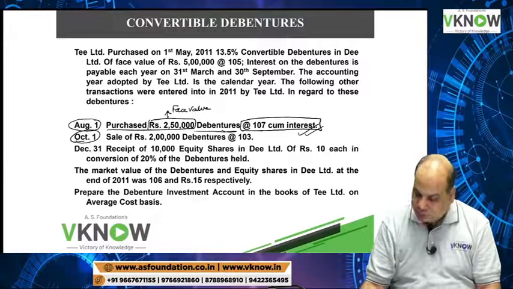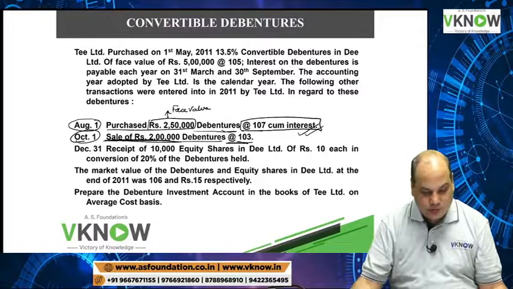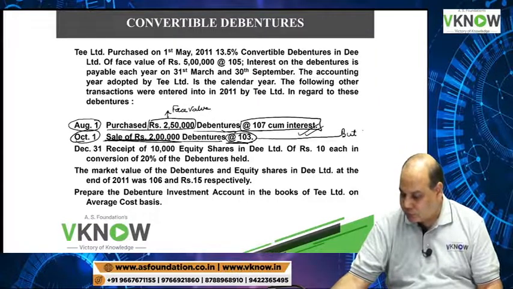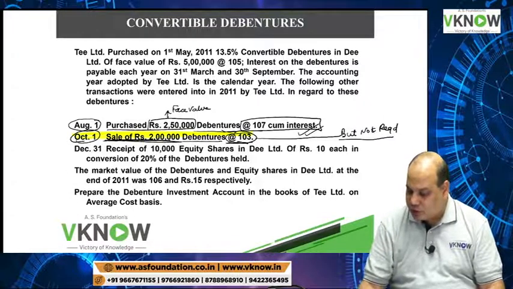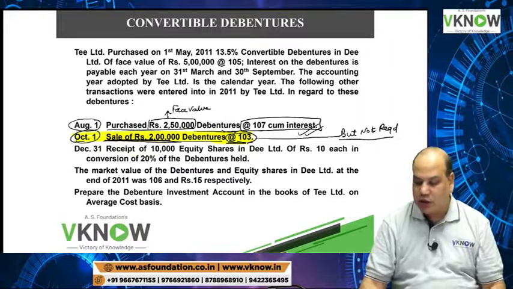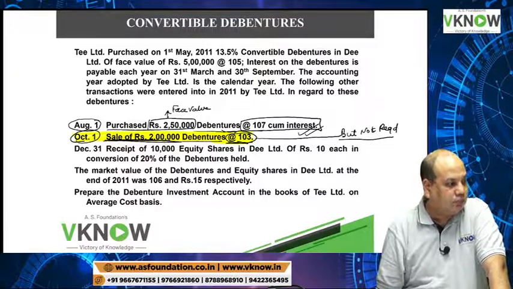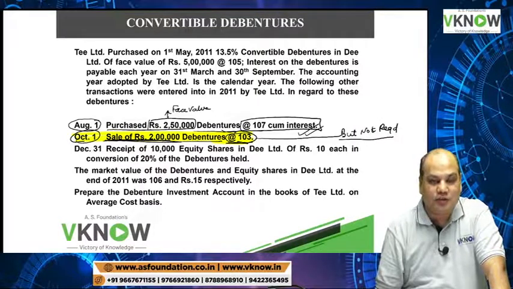October 1st, sale of rupees 2 lakh debenture at 103. This time also they forgot to mention, but it is not required. Ex interest or cum interest is not required. Please guess, I will give you a chance to guess why I am saying ex interest or cum interest information is not required on 1st October. Anybody, any idea why they have not said whether 103 is ex interest or cum interest?